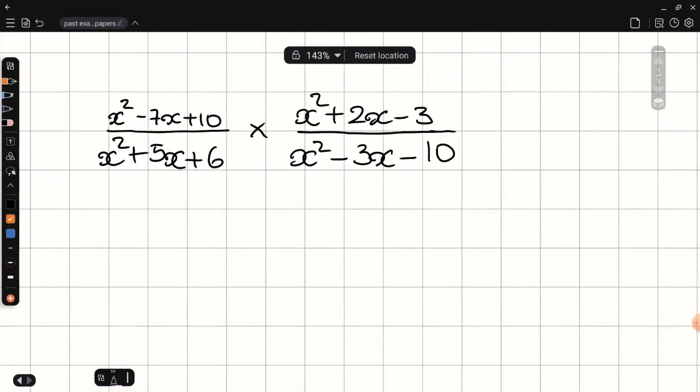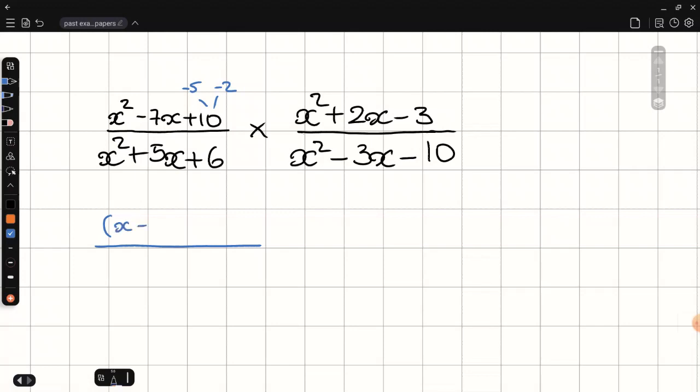So here we are dealing with quadratics as the numerator and denominator of both fractions. So what we need to do is factorize them, and let's start with the numerator of the first fraction. Here the factors of 10 that when I add give me -7 are -5 and -2. So this quadratic will factorize as x minus 5, x minus 2.